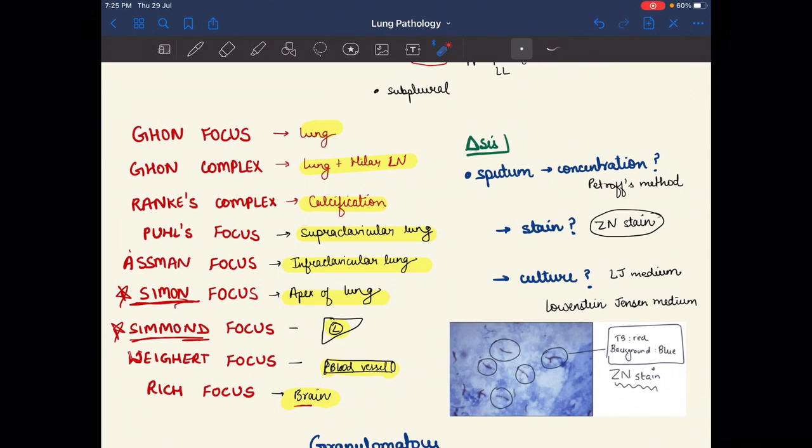Now the diagnosis for TB. For the diagnosis, we do sputum concentration, and which method do we use? We use Petroff's method.